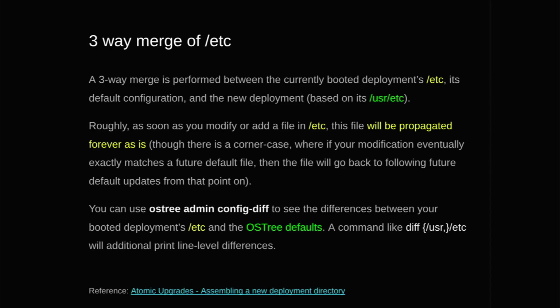Now, how about the configuration /etc folder? A three-way merge is performed between the currently booted deployment's /etc and its default configuration, and the new deployment based on the user's /etc. As soon as you modify or add a file in the /etc folder, this file will be propagated forever as is across boots. You can use ostree admin config-diff, it's just like diff, to see the difference between them.